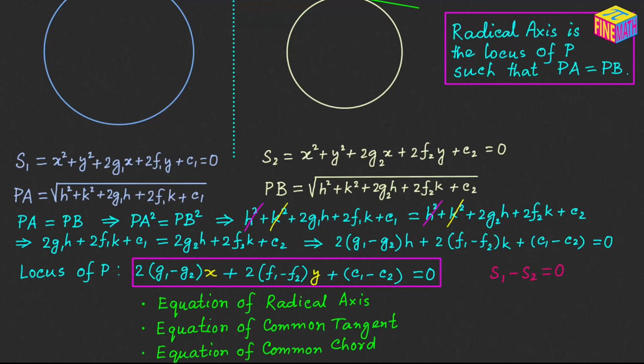And also it is the equation of the common chord when two circles intersect each other. So this one equation actually represents three things depending on the situation of the circles, right? If the circles are disjoint, meaning they are far apart, then it will represent the radical axis. Now if the circles are touching each other, it will represent the common tangent. And if the circles intersect each other, this equation will represent the common chord.